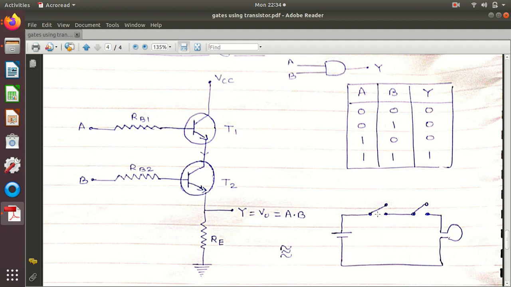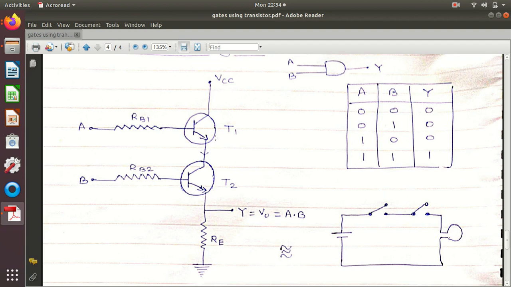So, this circuit is just equivalent to this circuit. This is the battery. These are the two keys, like these two transistors. And this is our lamp. You can easily notice that this lamp will glow only when both of the keys are shorted. Otherwise, this lamp will remain off if any one of the keys is open. So, in order to light this lamp, we require that both of these keys should be shorted.